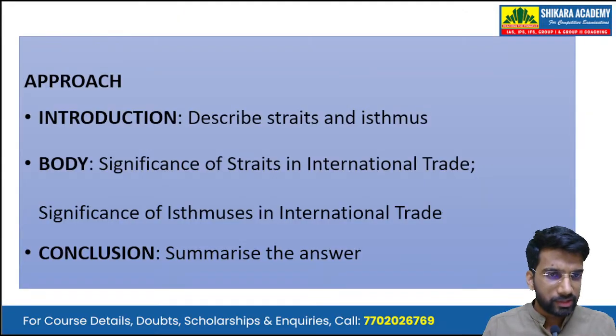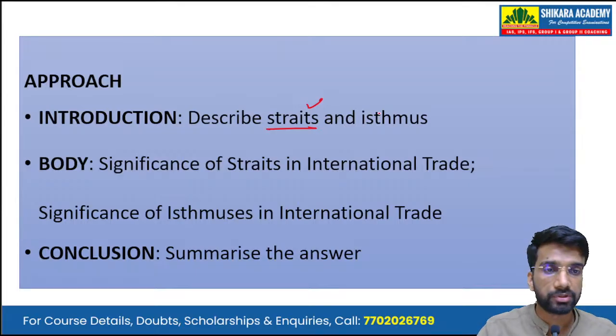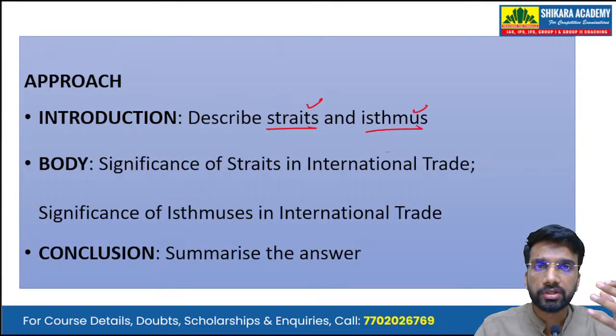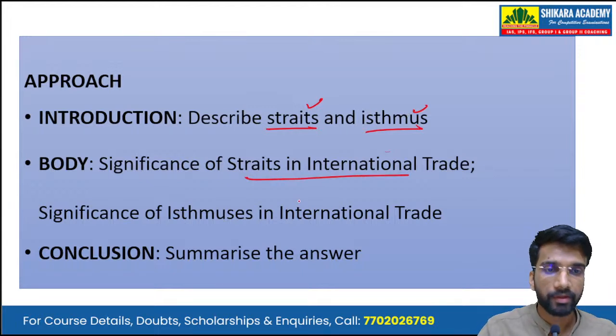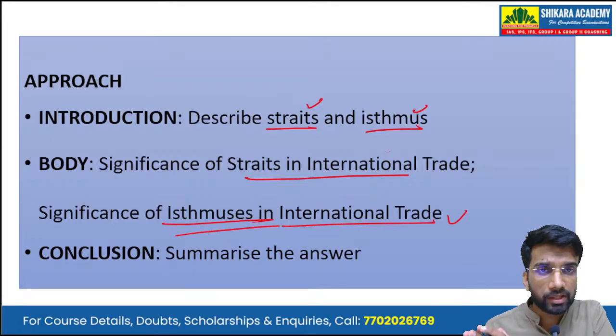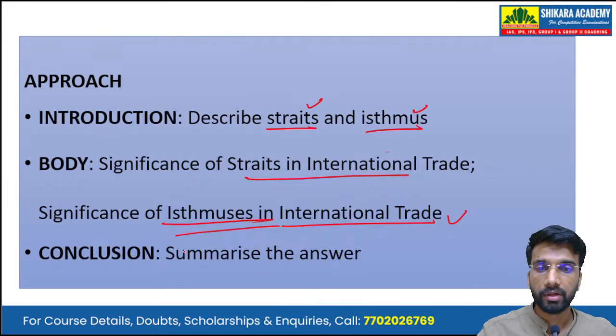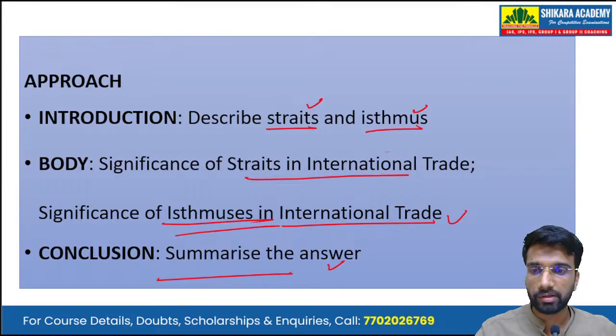Because it's quite a static question with a significance approach, the approach that we will take in answering such a question is that in the introduction we describe what is a strait and what is an isthmus. Then in the body of the answer, we write the significance of straits in international trade and the significance of isthmuses in international trade. So in the body, we will be addressing the demand of the question. Then in conclusion, we will summarize the answer.